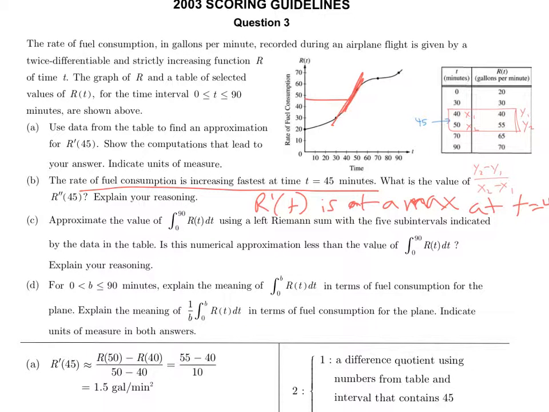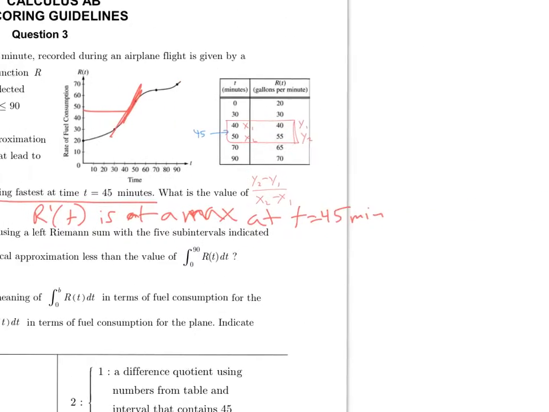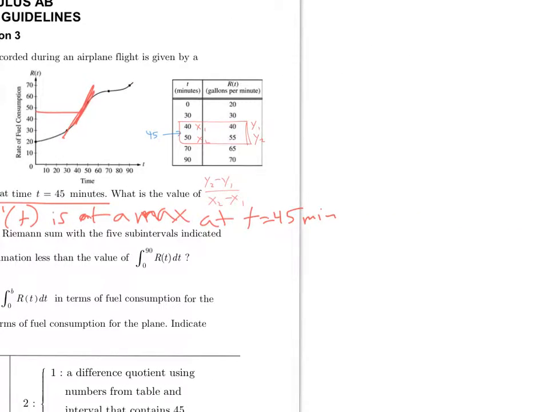So if r prime is at a maximum, now let's make that my function, and I want r double prime as the derivative of r prime. What's happening? What can you tell me about the derivative when you're looking at a maximum on a graph? Well, you can all answer that question. Derivative has to be 0. So here's my r prime graph. I don't know what it looks like, but I know that at time 45, r prime is at a maximum, and therefore my derivative, which is r double prime, has to be 0.